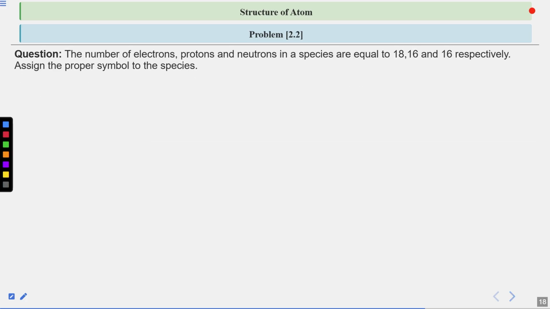Now moving on to the next question. The number of electrons, protons, and neutrons in a species are equal to 18, 16, and 16 respectively. Assign the proper symbol to the species. So your time to solve this question starts now. I guess it's a very easy question again.